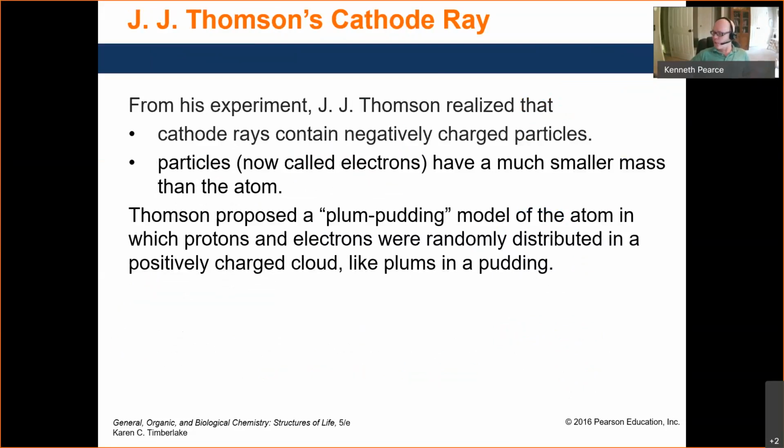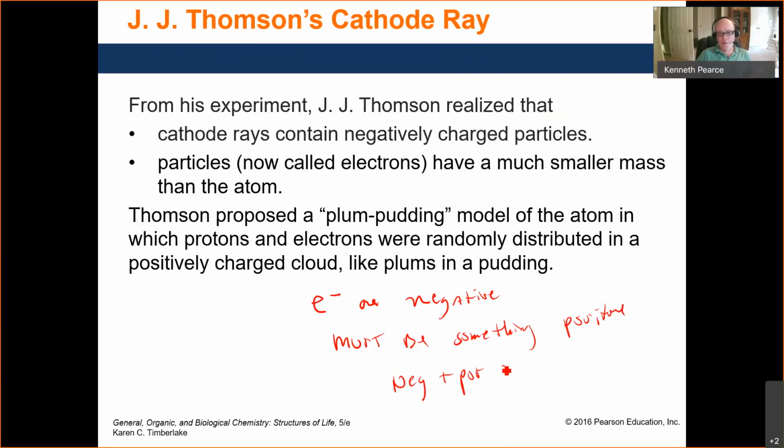And he said, you know what? I do know that atoms are neutral. So electrons are negative. That's what that minus sign means. And he says, therefore there must be something positive to balance out that negative. And when we have a negative plus a positive, we have neutral, or zero.